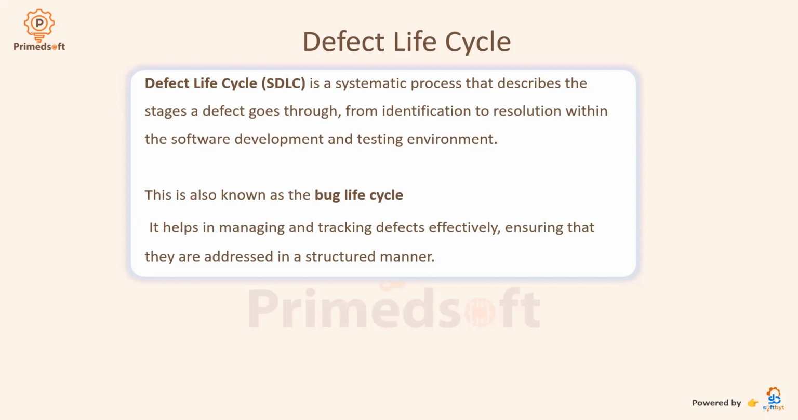So once you have found this bug and added all the components of it, now it goes through a life cycle, and that life cycle is what we are going to discuss. Like I've told you, the defect life cycle is a process that describes the stages a defect or a bug goes through from the point you identify it to the point it gets resolved. Does that make sense? What it does is that it helps us to manage and track defects effectively, and it ensures that they are addressed in a structured manner.